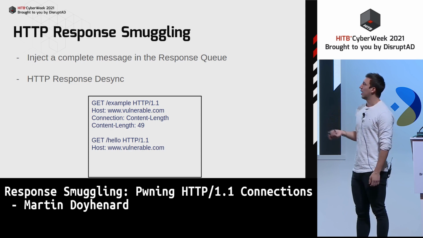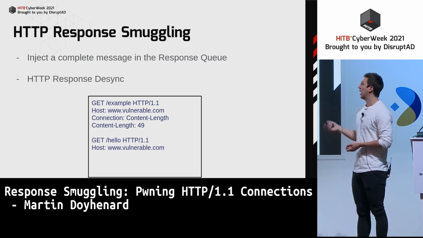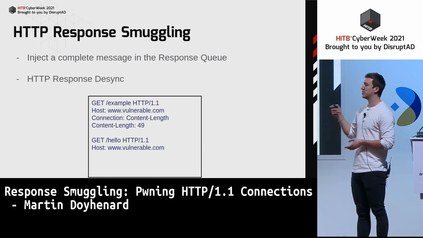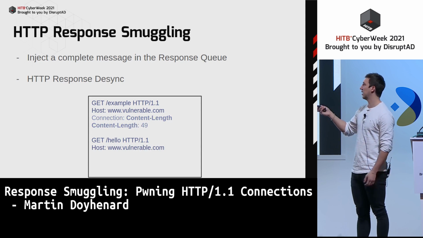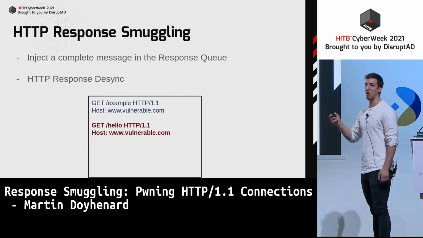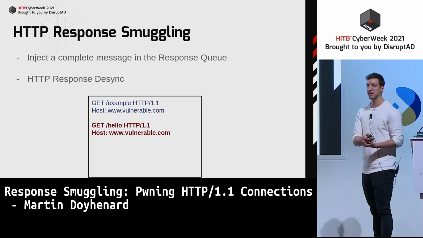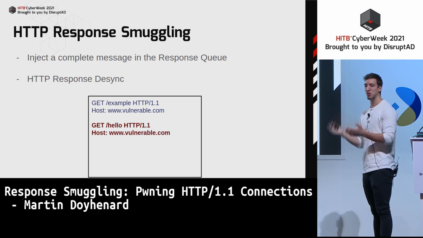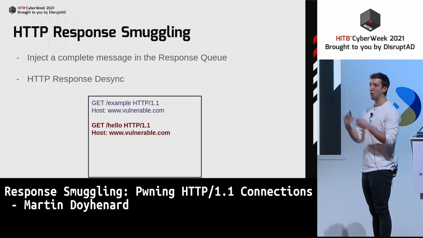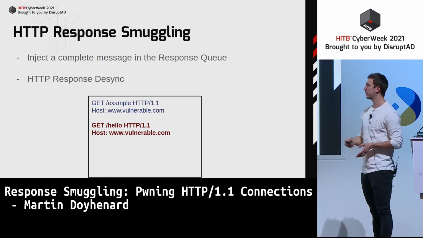So in this case, as I said, I will use the same kind of ideas, but I won't inject a prefix. I will inject an entire request, which is complete. And in this case, we can see that if I send these two requests, or this smuggled request, then this will cause the backend to create two responses. So one request was issued by the attacker, and two responses were created.